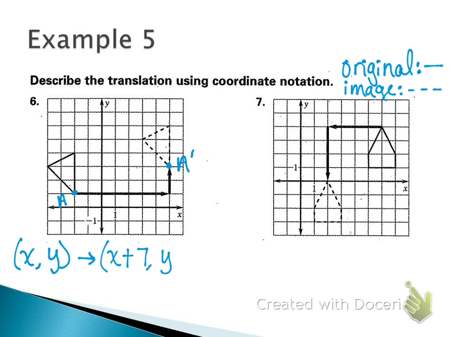Comma, what's happening to y? We're adding 2. We're going up, so we're adding 2. That's it. That's all that we had to do for coordinate notation. So if in words you're saying that you're moving right, that means x plus. If in words you're saying you're moving up, that's y plus.